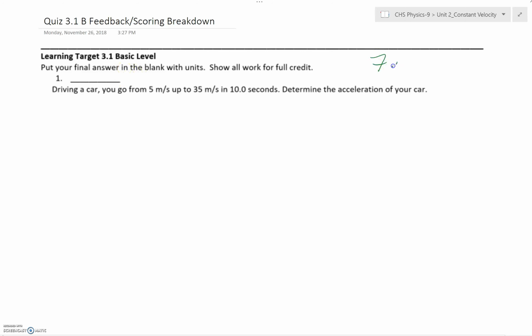And remember, if you get the basic level you should get a 75%, which would be a total of 7.5 points out of 10. So let's just start with solving the problem.